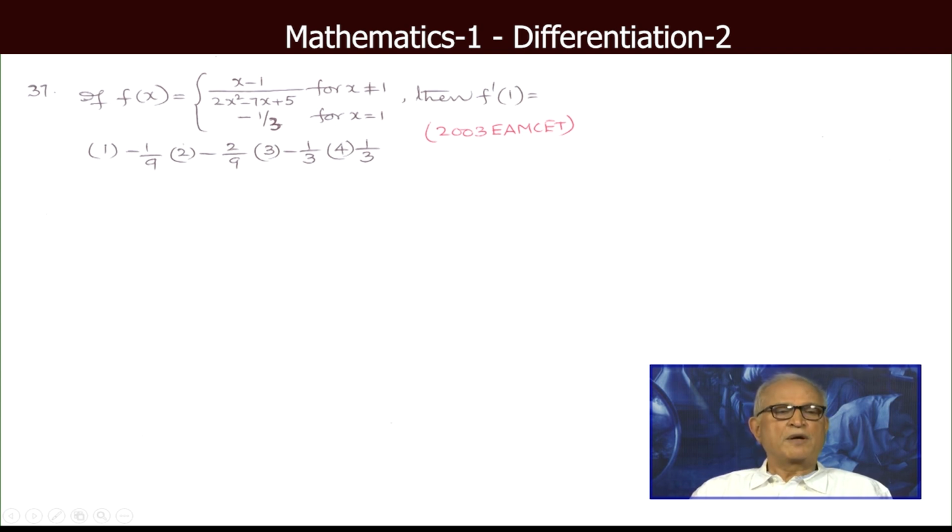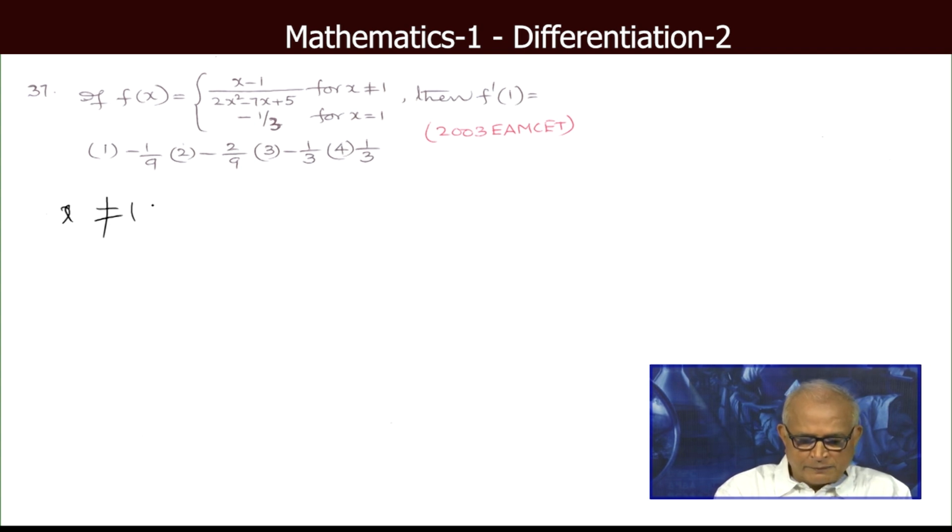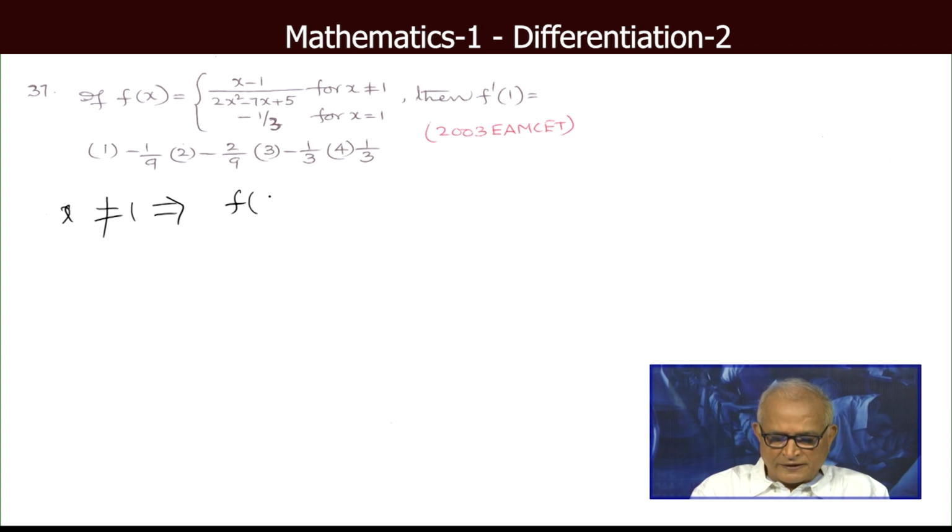That means you have to form the Newton quotient for f at x equal to 1. Take the limit as x tends to 1, see whether the limit exists or not. If the limit exists, f is differentiable at x equal to 1, and the value of the limit is no other than the value of f dash 1. Okay? So, let us form the Newton quotient for f at x equal to 1. x not equal to 1 implies (f(x) minus f(1)) by (x minus 1). This is the Newton quotient for f at x equal to 1.